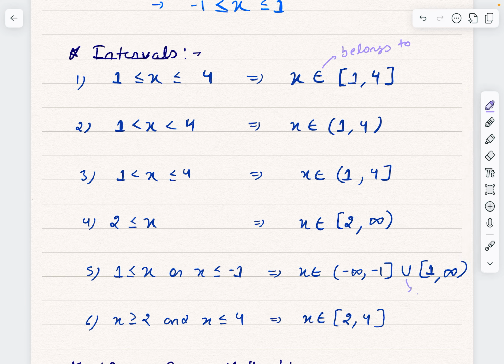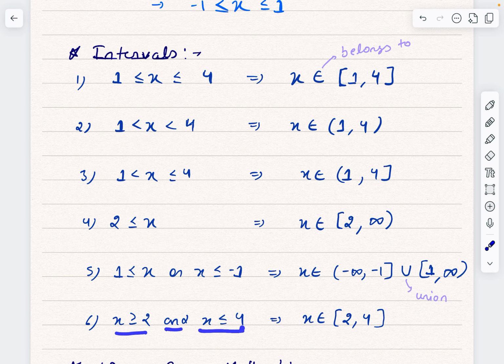This thing we read as union. So we'll say x belongs to minus infinity to minus 1 union 1 to infinity. Next one, x greater than equal to 2 and less than equal to 4.